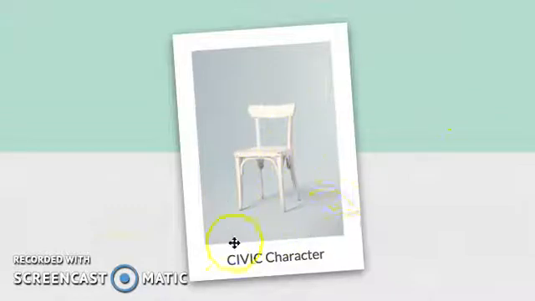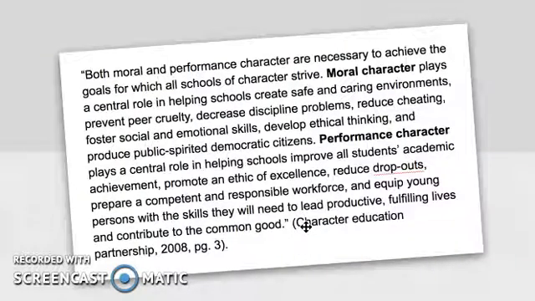So here later we're going to talk about civic character. We're not going to spend a lot of time on that today. So here's a quote. I know this is a lot of writing, but it draws all of the really important things together, summarizes it. We're going to read it together, and then I have a fun activity that we're going to get into. So both moral and performance character are necessary to achieve the goals for which all schools of character strive. In other words, you need both in order to meet the goal of developing your character.